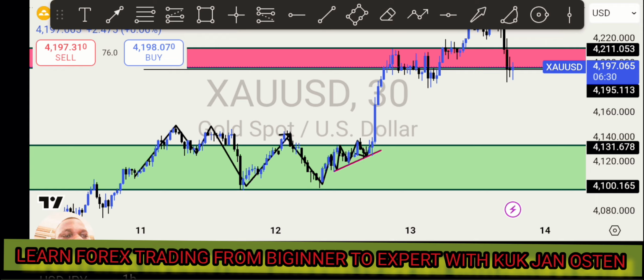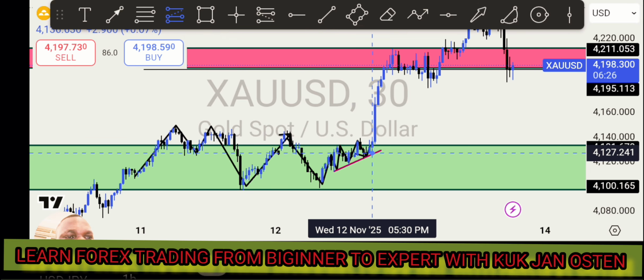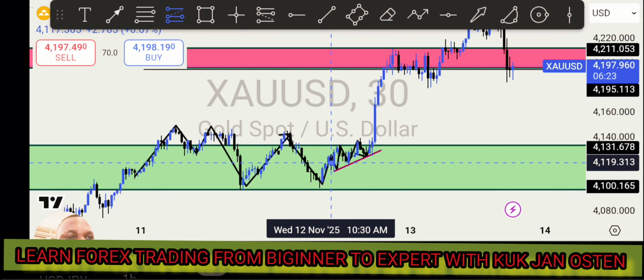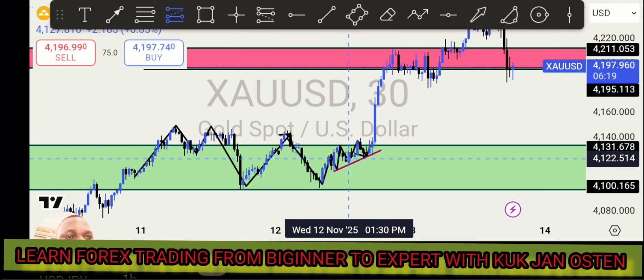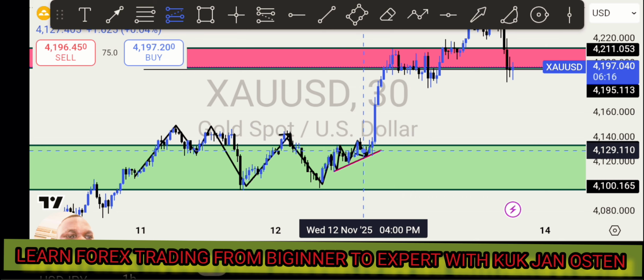So we had to find our perfect entry. Our perfect entry was around here, after this forming a higher high and a higher low, then forming a higher high and a higher low. So our entry would be around here.